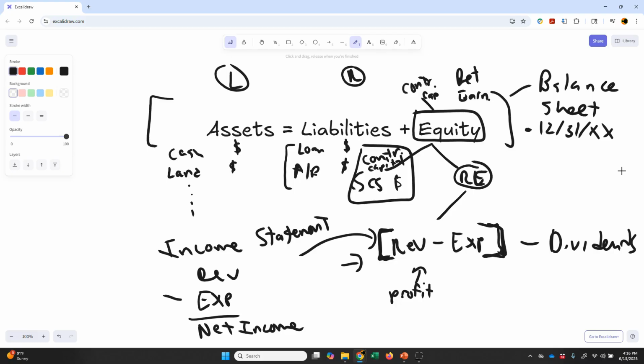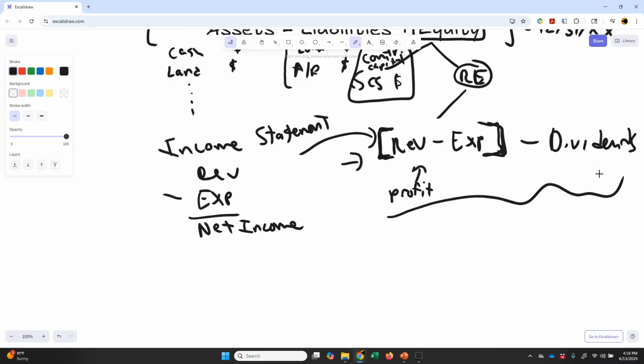Now the next part of this is another financial statement where we take our net income and we combine it with how much we paid out in dividends. So the way it works, and this is called the statement of retained earnings.